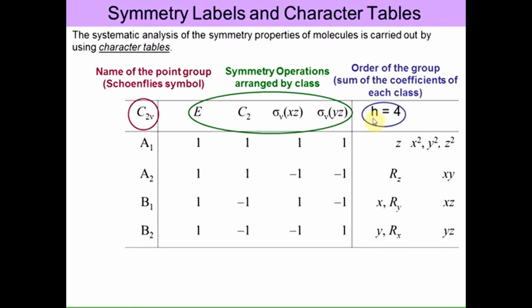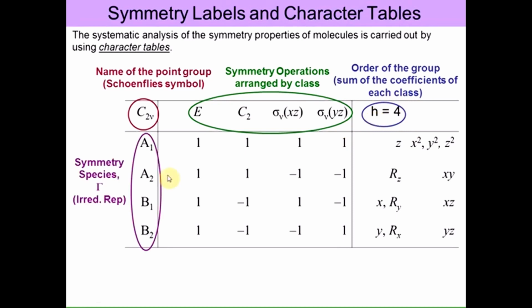And what is the order of the group? It is basically the sum of the coefficients of the symmetry operations. So here, how many E are present? 1. How many C2? 1. How many sigma xz? 1. How many sigma yz? 1. So the total order of the group is 4.